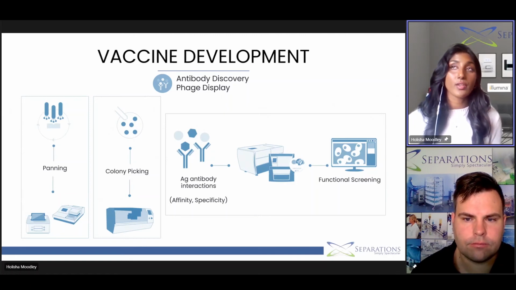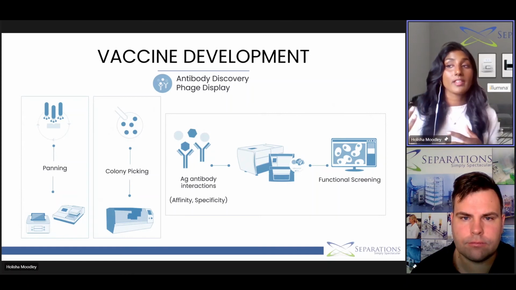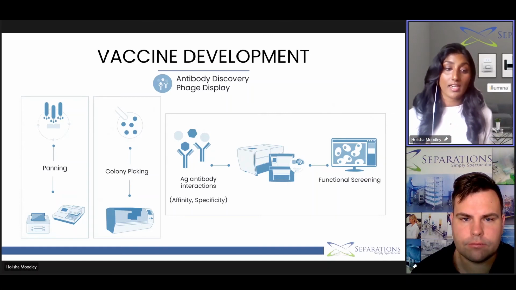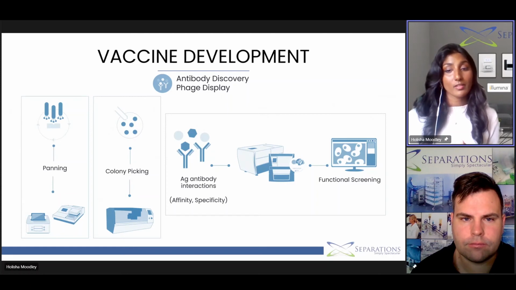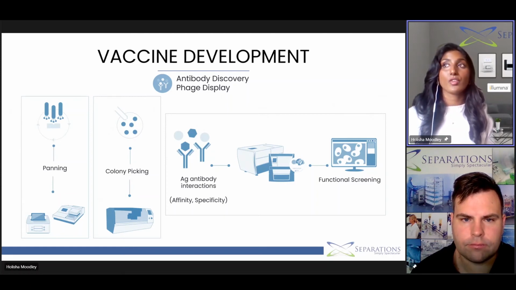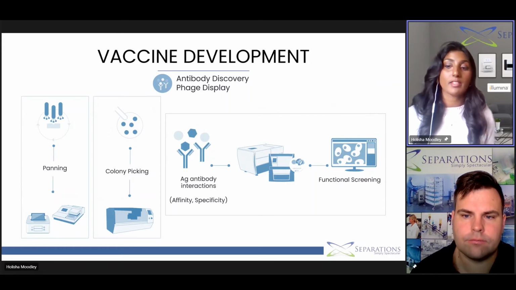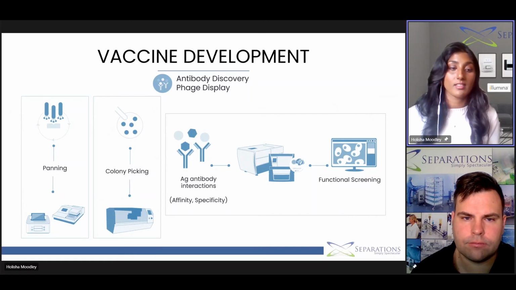This then allows us to look at the functional screening of our antibody or antigen, and this is to further characterize the antibody-antigen interaction. The candidate molecules are then screened for functional activity through things like viral neutralization and, once again, determining the vaccine efficacy. We also often use cell-based assays to monitor this.